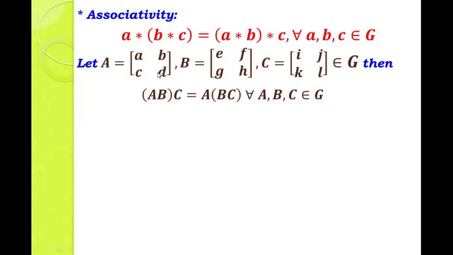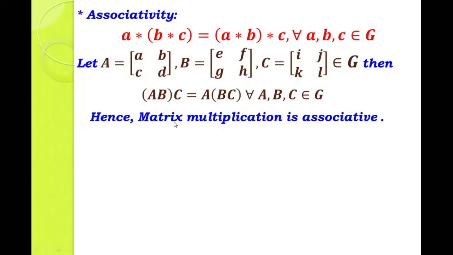So using these three matrices, we find the left hand side value. Similarly, we get the right hand side value. Both are always equal for all A, B, C belongs to G. Therefore, having verified left hand side equal to right hand side, matrix multiplication always satisfies the associative property. Hence, matrix multiplication on G is associative.